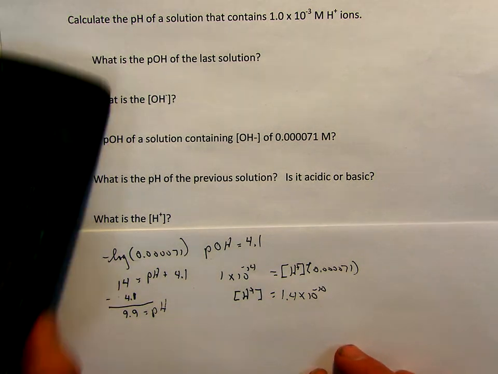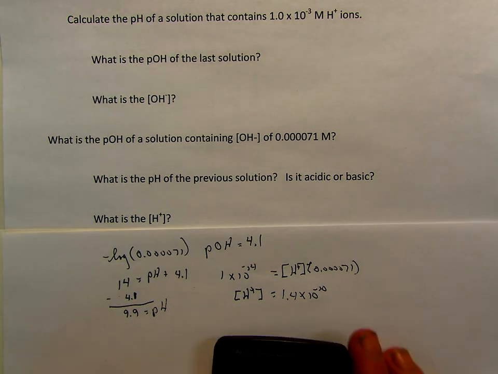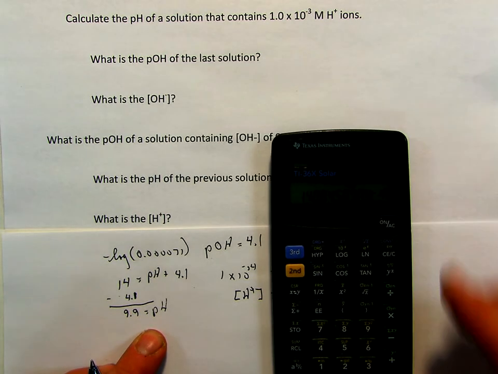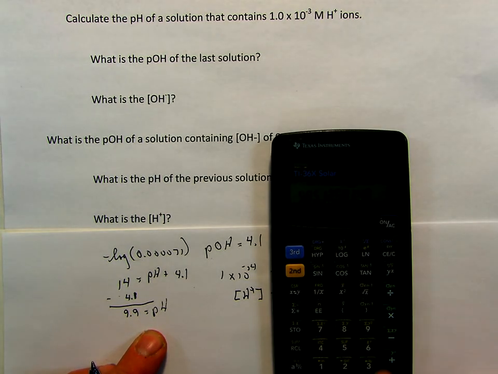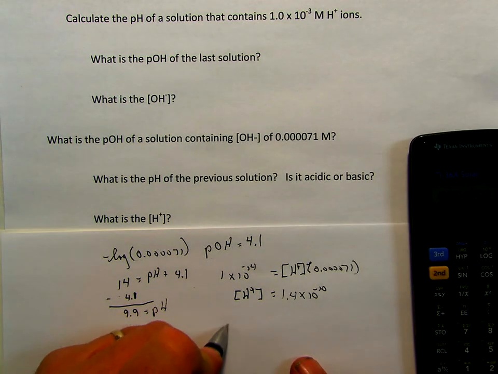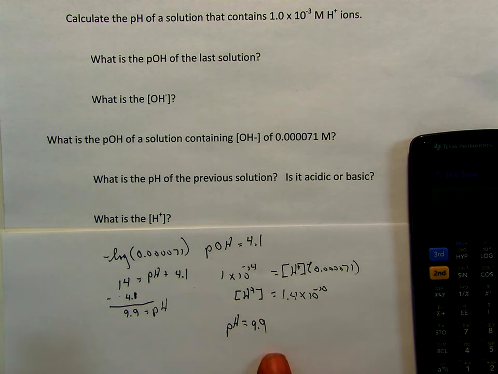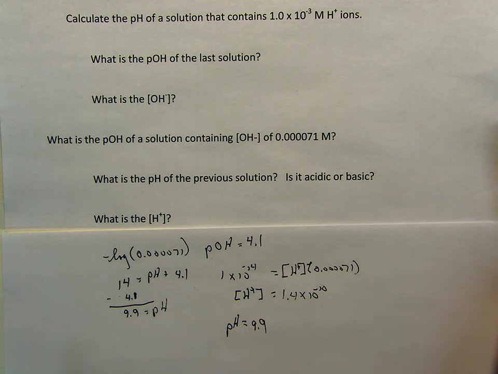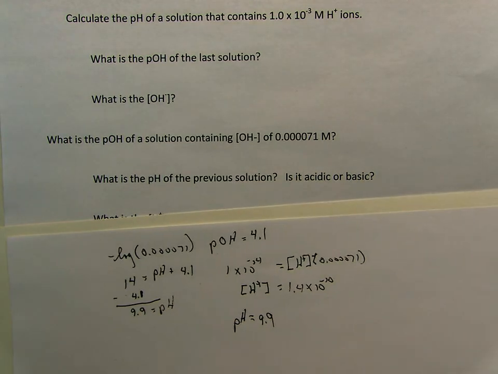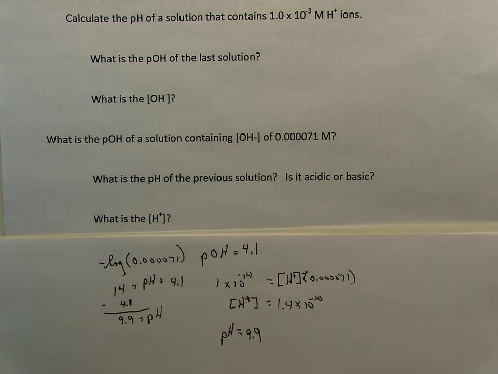Now, for kicks and giggles, I'm going to double check what I got as a pH by taking that number and doing the negative log of it. 9.85. Well, it rounds to 2 sig figs. The pH was equal to 9.9, and I got the same answer going at it two different directions. And there are those two different directions that you can go. So make sure that you have caught on to that. Nothing serves better than practice on these.